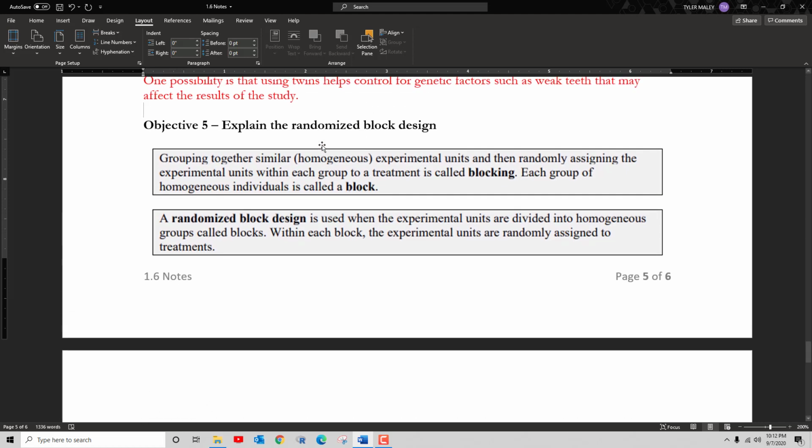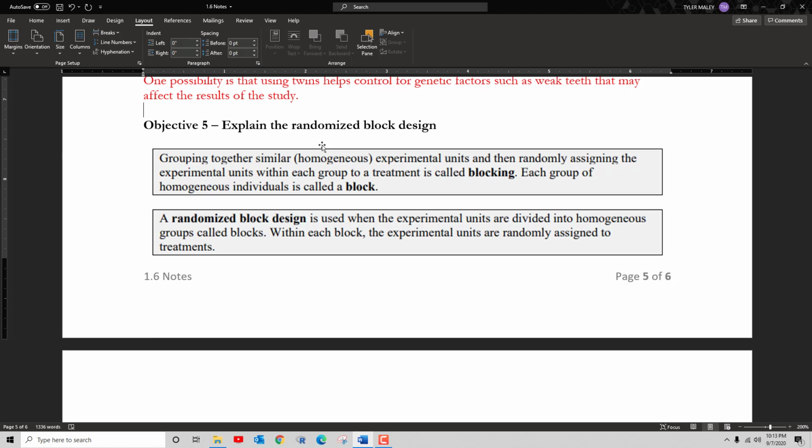Right, so the last objective in this section is looking at explaining the randomized block design. So grouping together similar homogeneous, remember homogeneous means they have similar characteristics. So we're going to group people together that have something in common, and then we're going to randomly assign the experimental units within each group to a treatment, and that's called blocking. So each group of homogeneous individuals is called a block, right?